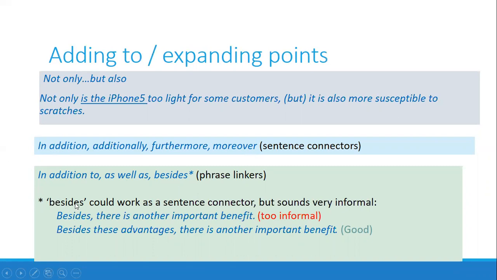But if we take the word besides, it sounds a little informal. Besides, there is another important benefit, right? But if we use besides, like it is shown in this sentence, besides these advantages, there is another important benefit. You know, the word besides looks a little formal, looks better in sentences, right? So if you need to add more points, if you need to expand on what you are saying, these are words and phrases that you can use.